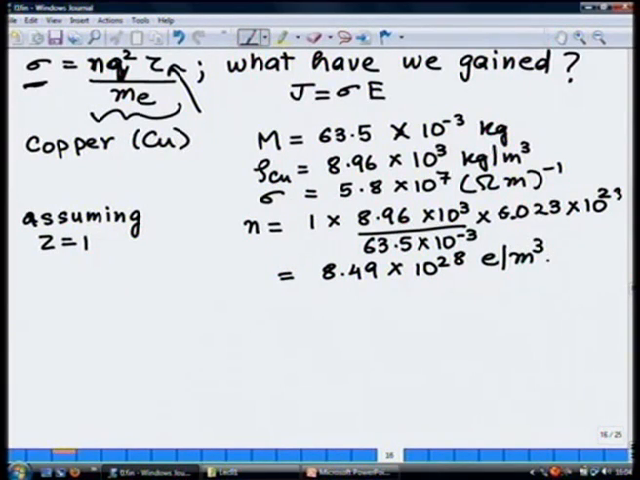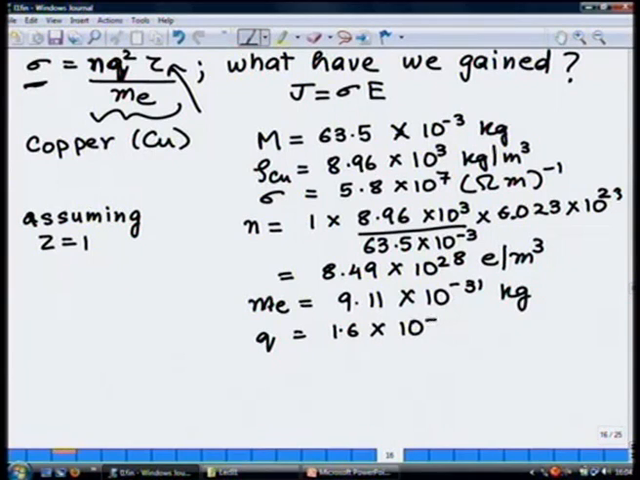And the mass of the electron is 9.11 into 10 to the power minus 31 kg, and the charge of the electron is 1.6 into 10 to the power minus 19 coulombs. Therefore, if we plug all these numbers into our formula right here, then what do we get tau as? This implies tau is equal to, all these numbers including sigma, the conductivity.